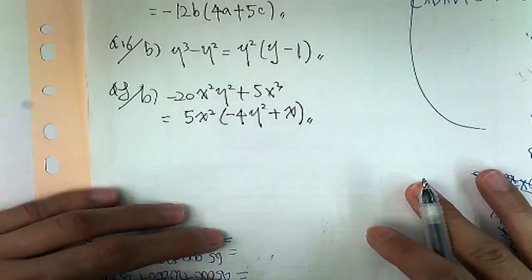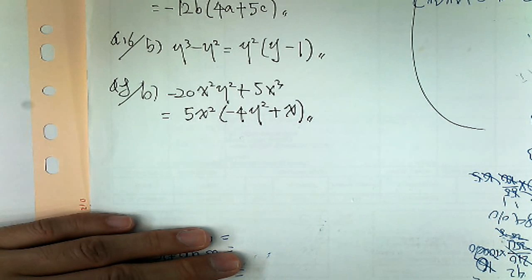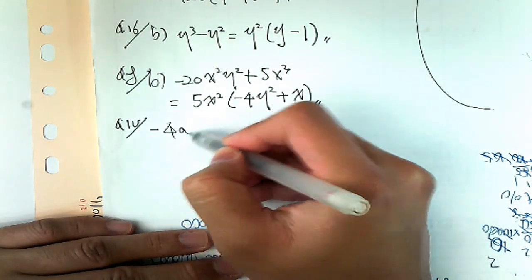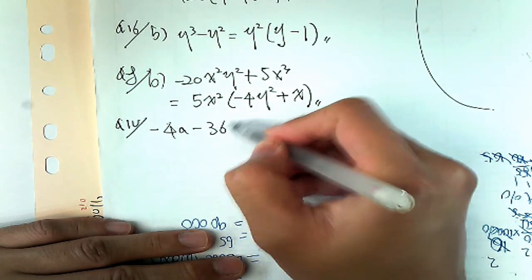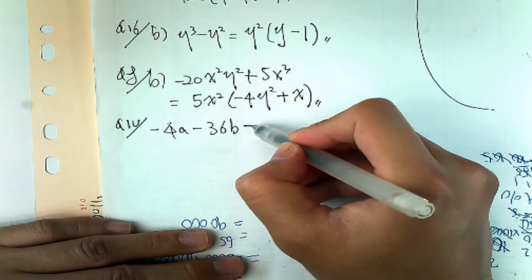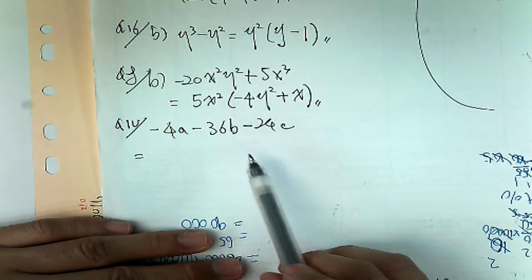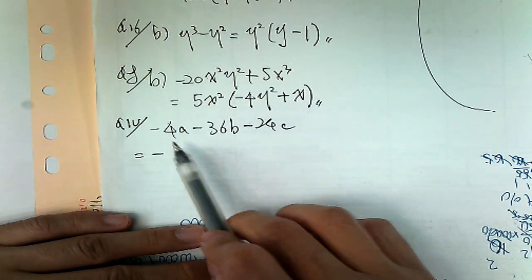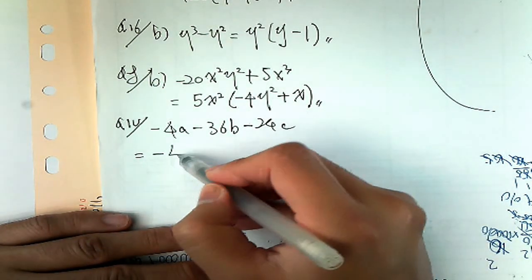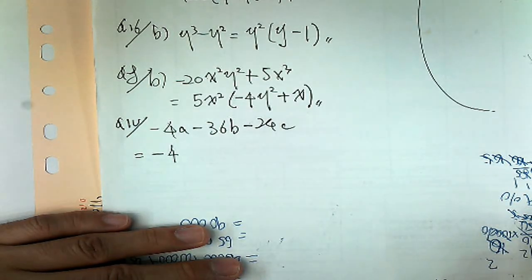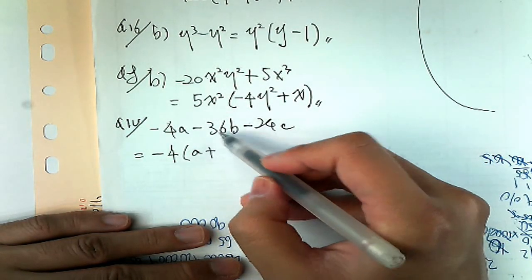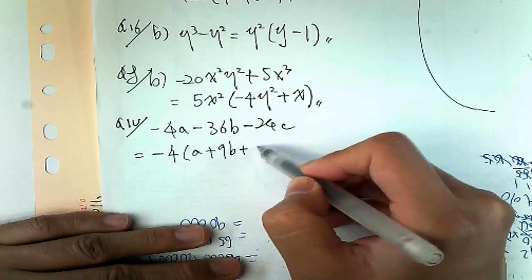Understand? So let's move on to question 9 to question 20. I'll do half of them. Question 10: minus 4a minus 36b minus 24c. The three terms here are negative, so you can pull out the negative. Then look at the numbers 4, 36 and 24, you can pull out 4. All the letters are different, so we have no need to pull out the letters. So a remains, plus 9b, and then plus 6c. Understand?